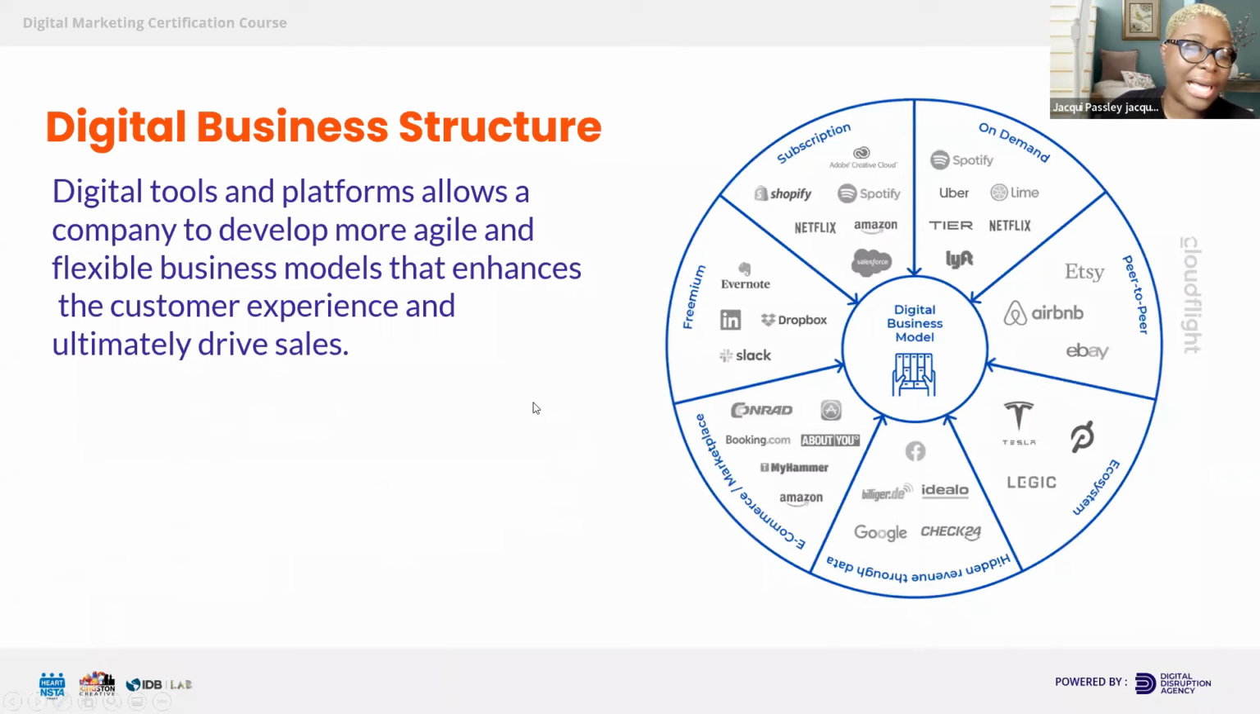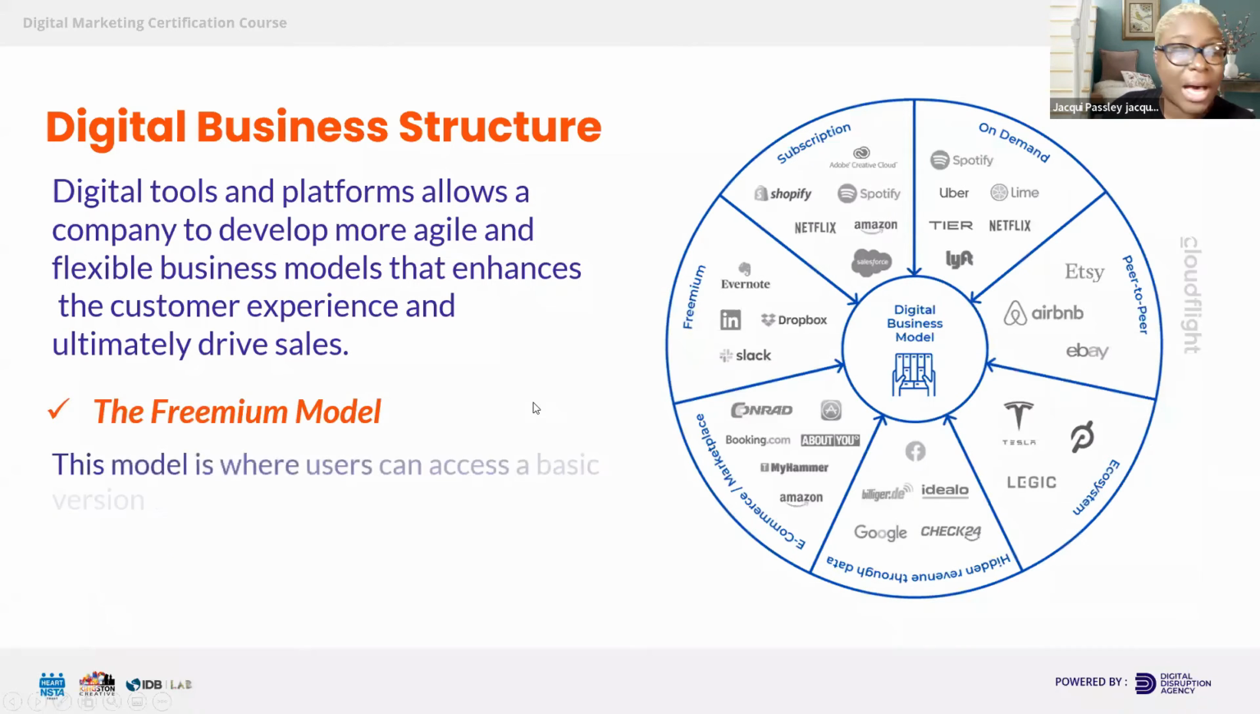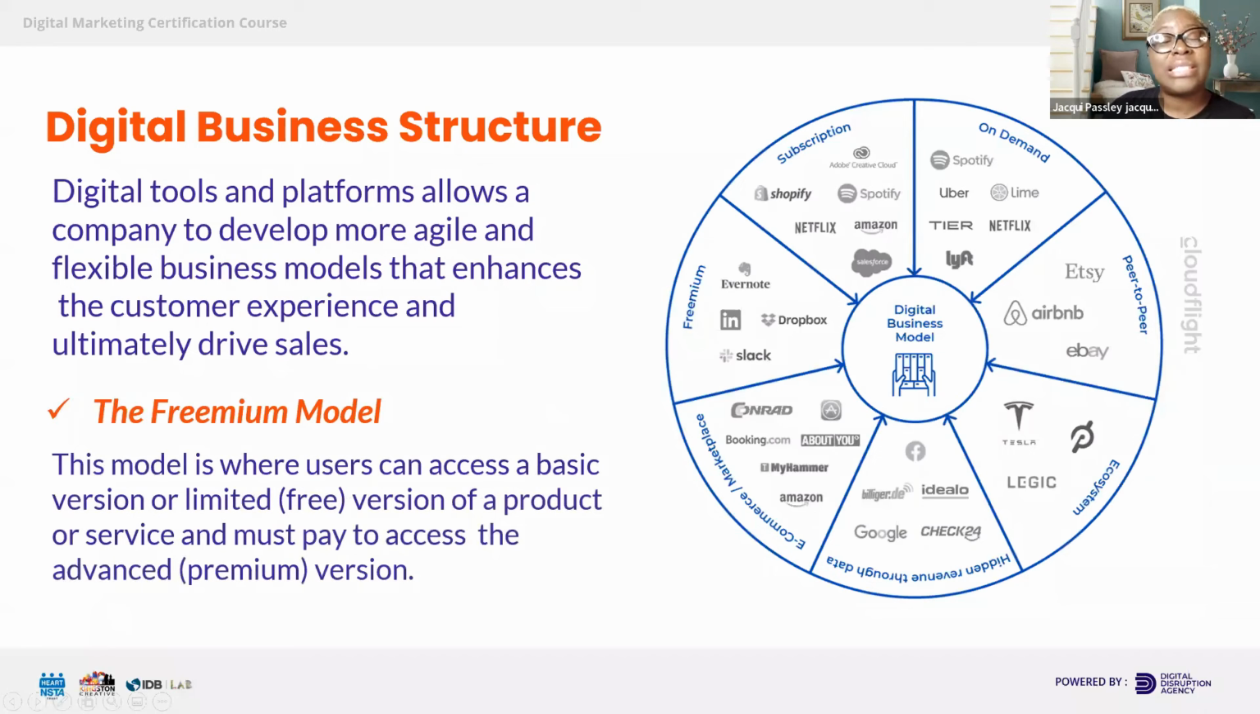The next model we're going to look at is the freemium model. This is where users can access a basic or limited free version of a product or service, but to access advanced features or premium features, you have to pay. What comes to mind? Candy Crush. Asha says Candy Crush. Canva, yes. Every app in the App Store.